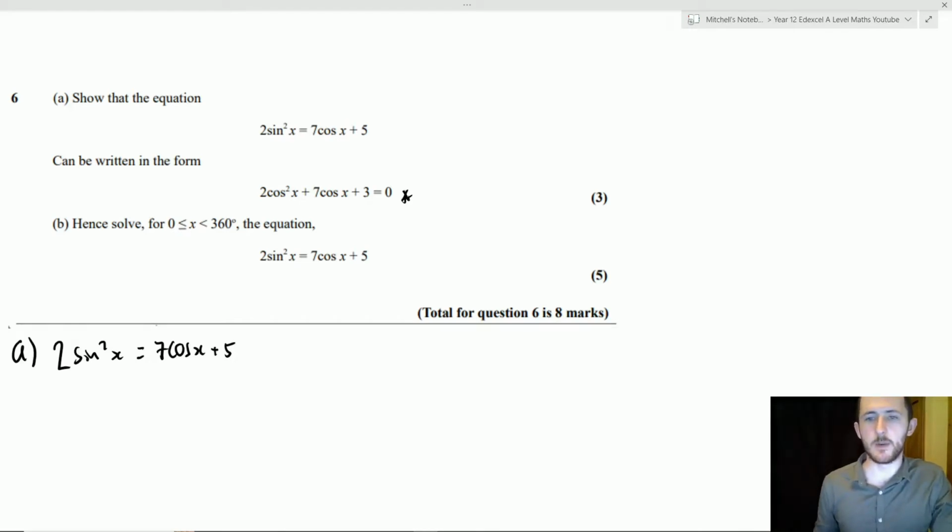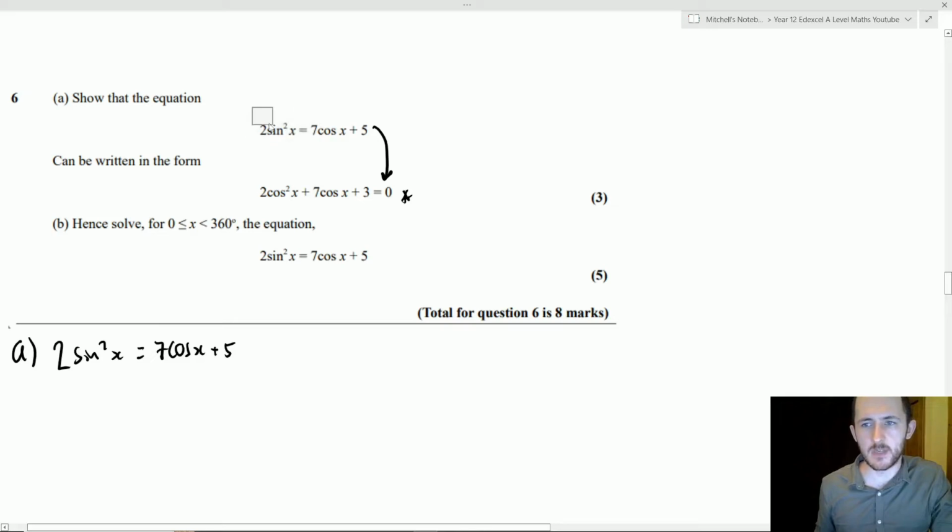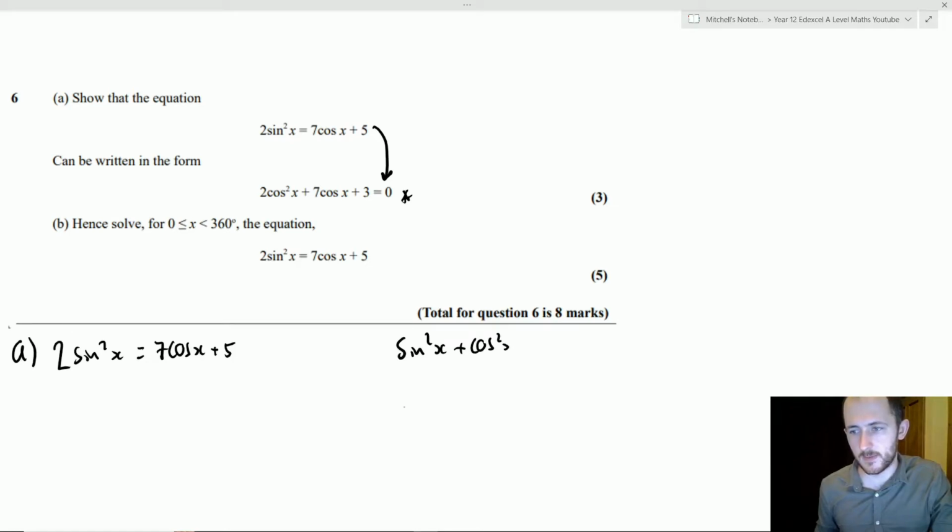Now, what I like to do in 'can be written in the form' questions is compare the two equations. Okay? In this first equation, I have a sine squared. In this one, I don't have a sine squared. So I need to get rid of sine squared. The only way I know of doing that is by using the expression sine squared plus cos squared equals 1. So if I want to just replace sine squared, I get sine squared equals 1 minus cos squared. So let's sub that in, shall we?